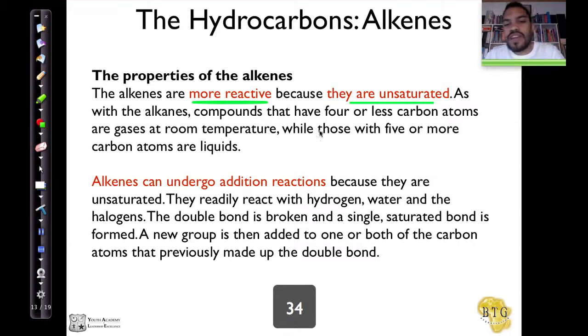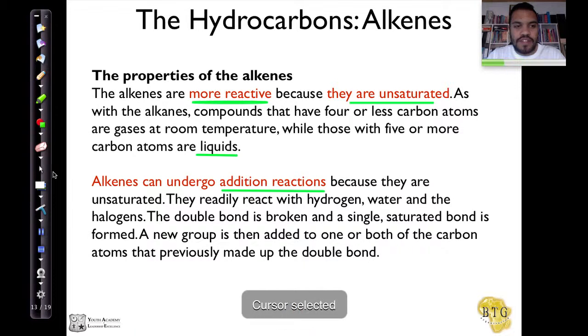There are compounds that have 4 or fewer carbon atoms. Exactly as with the alkanes, the compounds that have fewer than 5 carbon atoms are gases at room temperature, while those with 5 or more carbon atoms are actually liquids. Now, alkenes undergo addition reactions, and we'll cover this in a very special section while we do reactions of the different molecules, because they are unsaturated. You can read up a little bit about this to get some background, but I do promise you that we will cover that in a video in due course.